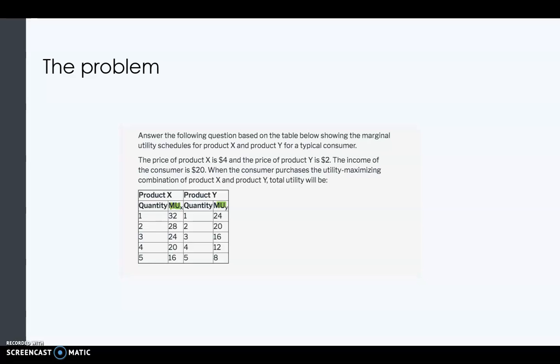So our job is to take account of the fact that the prices are $4 and $2 respectively for products X and Y. We have $20 worth of income, and we want to find the utility maximizing combination of X and Y. Our output is going to be a total utility number.